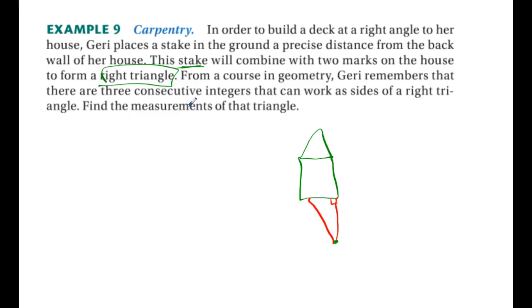So 3 consecutive integers would be like x, x plus 1, and x plus 2. You just have to make sure that this side, which is the hypotenuse, is the longest side. It wouldn't make sense if it wasn't. So I've got my triangle, and I would say what? A squared plus b squared is equal to c squared. And then I would go ahead and multiply that out and solve for x.